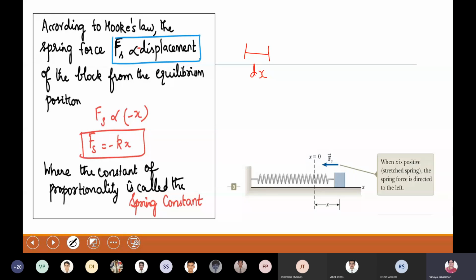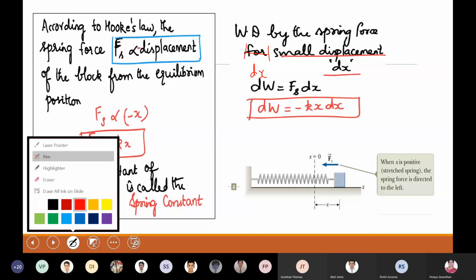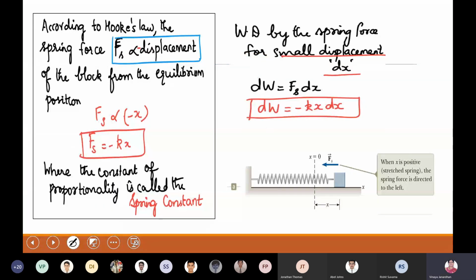Let us find what is the work done, and then we'll integrate between the limits. Copy down, boys. Work done by the spring force for a small displacement dx. Generally, we know for a small displacement dx, the work done will also be of a smaller magnitude. That's the reason you are representing the work done as dw. So dw is equal to the spring force into dx.